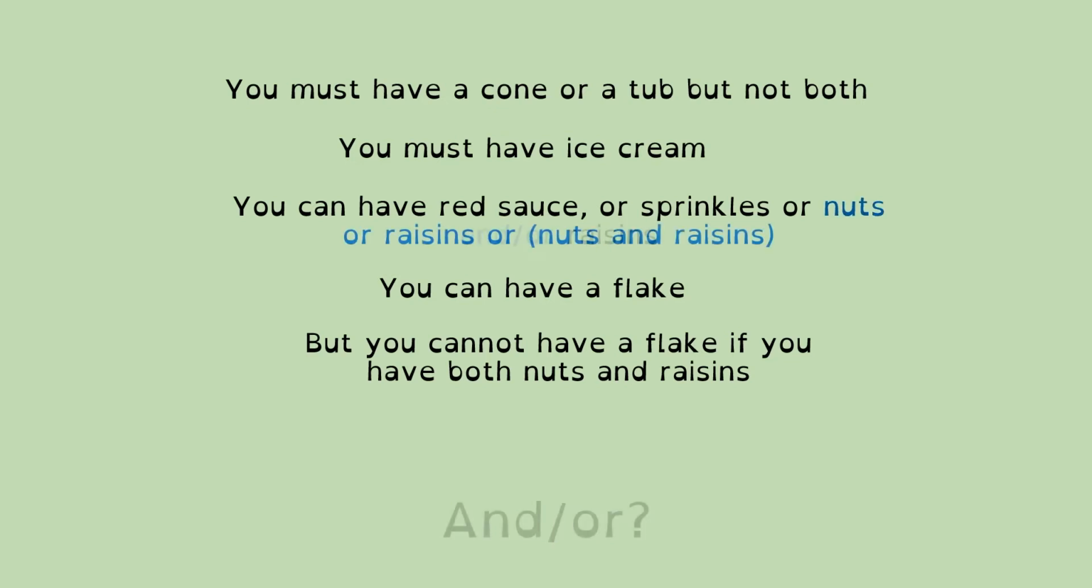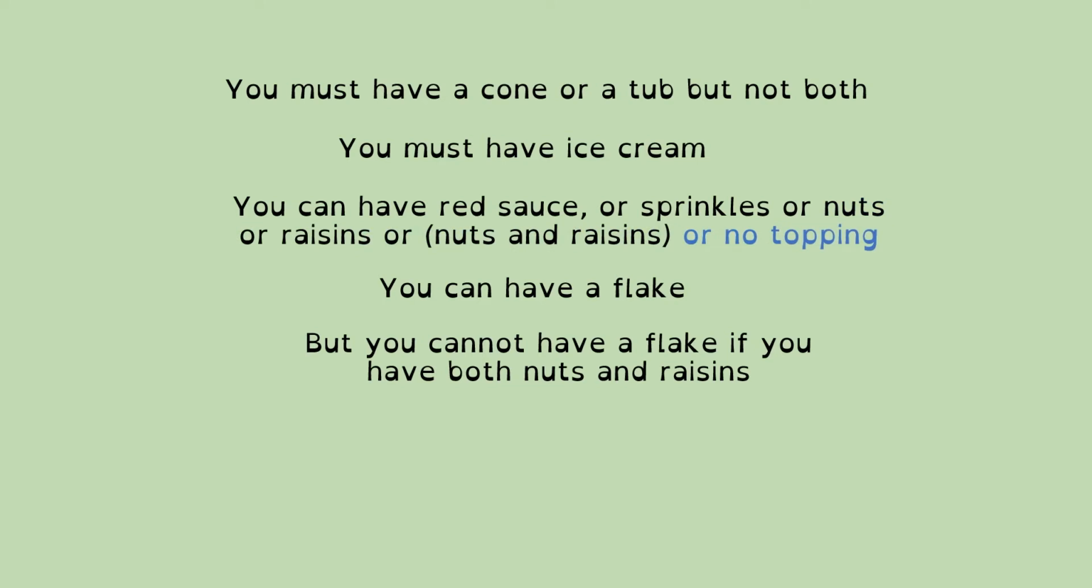So you can have red sauce, sprinkles, or nuts, or raisins, or in brackets, it's starting to look a bit more like algebra, nuts and raisins. Actually, let's not forget that you could have no topping at all, and it would be quite easy, with the way that this has been worded, to miss the fact that it would be possible to have no topping. Similarly, you can have a flake or not. You don't have to have a flake. Again, that could have been missed if we weren't careful.